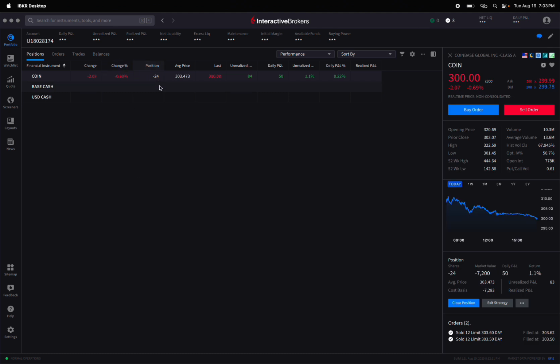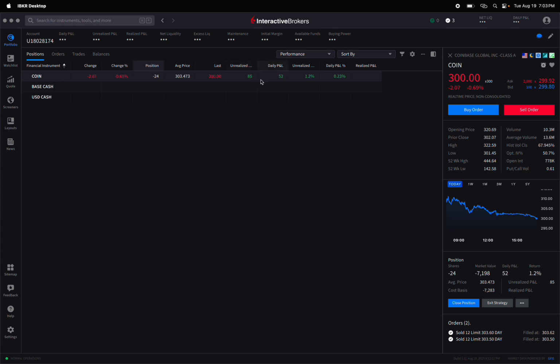So I am shorting 24 shares of Coin. If you're not familiar with what shorting is, it's essentially making money when prices come down. My average price is 303.47. The last price is 300. In the case that the price does come down, which it has, I'm going to make money. Average price 303, current price is 300, and we are up $83 right now.